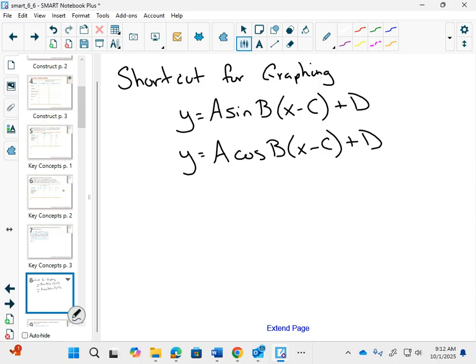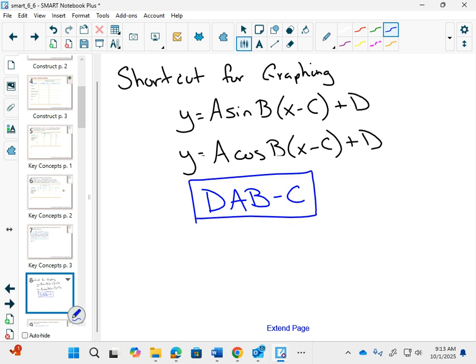And I call the shortcut DABC. Because the shortcut, you know how normally you would do your stretches and compressions first. This is still transformations. You have to do stretches and compressions first, then translations last. However, since your sinusoidal axis is at 0 to start with, multiplying it by anything doesn't change it. The only thing that changes it is if you move it up and down.